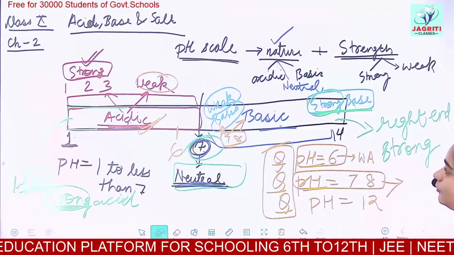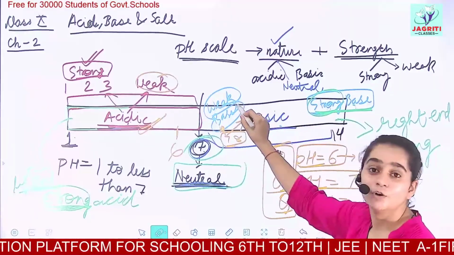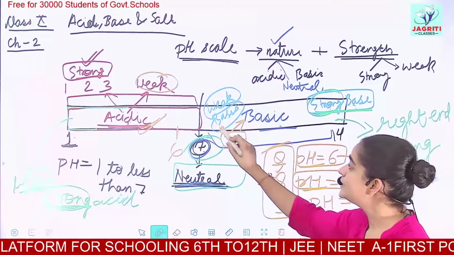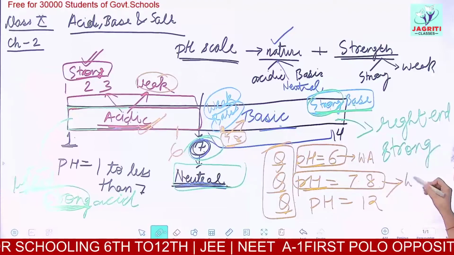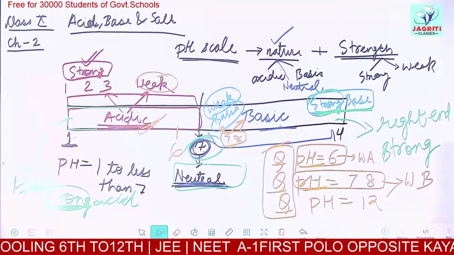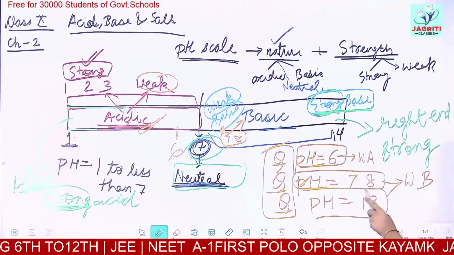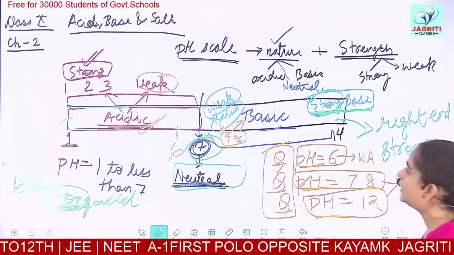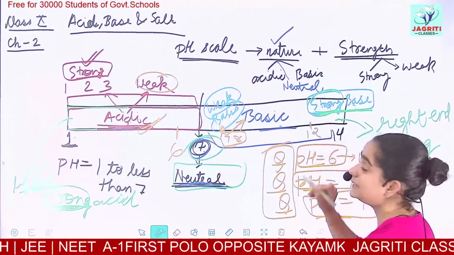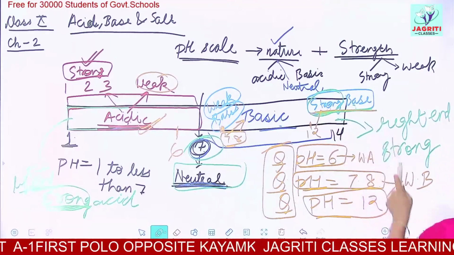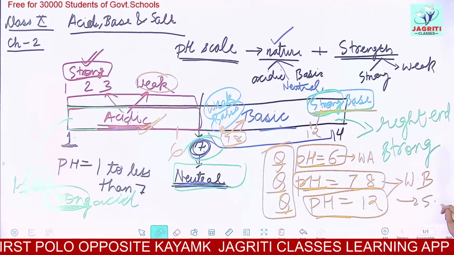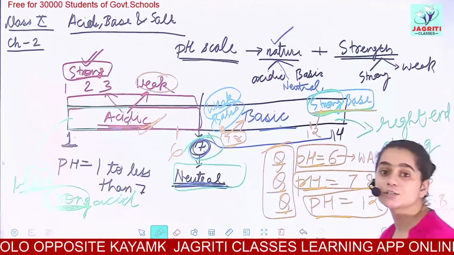And what kind of base? A strong base or a weak base? Because the value is near to 7, just greater than 7, it would also be a weak base. But for the value pH 12, pH 12 will come near the end. So this symbolizes what? It is a strong base. It is a strongly basic solution.